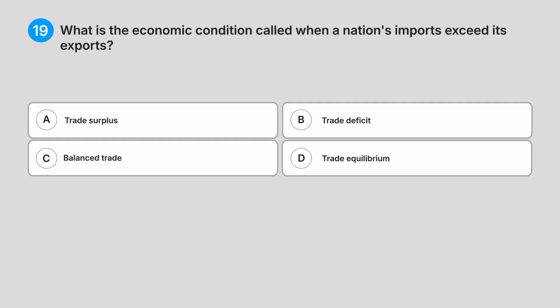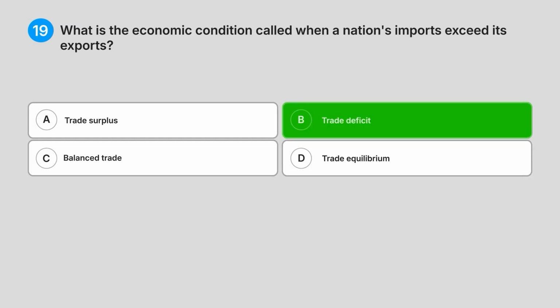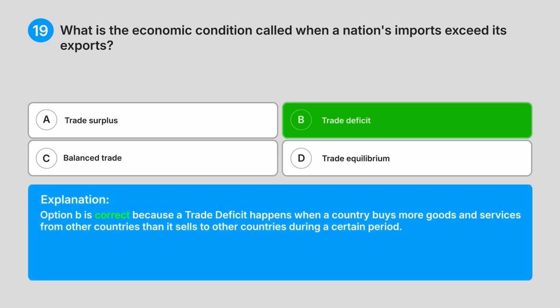Correct answer, B. Trade deficit. Explanation. Option B is correct because a trade deficit happens when a country buys more goods and services from other countries than it sells to other countries during a certain period.